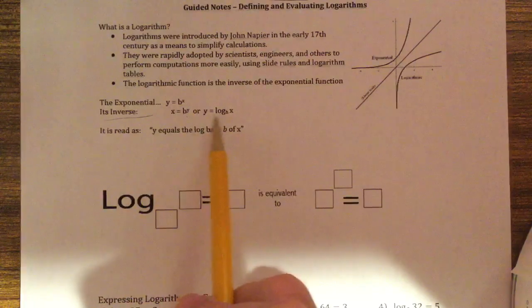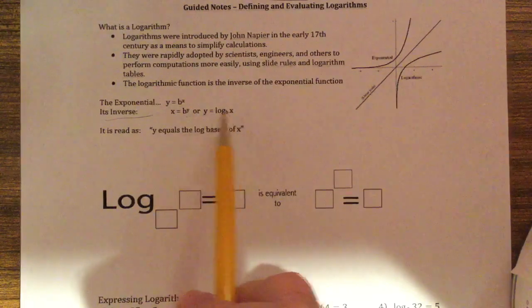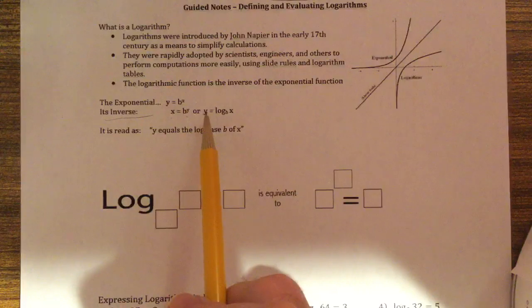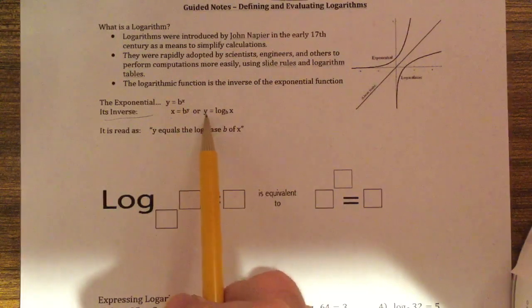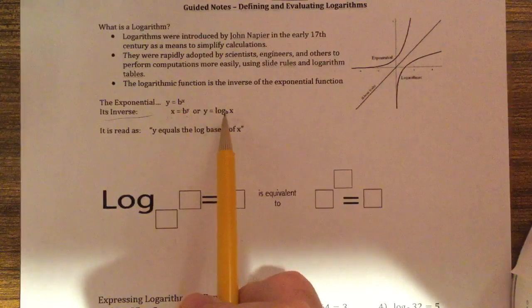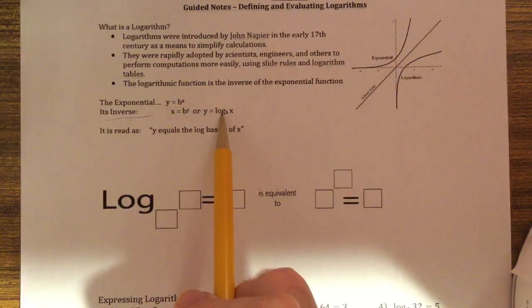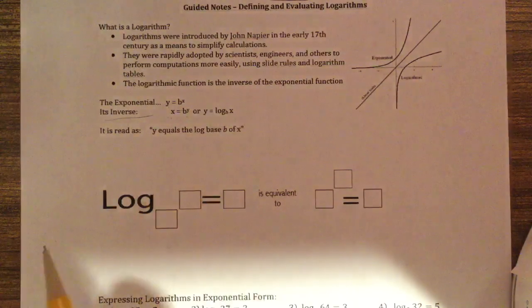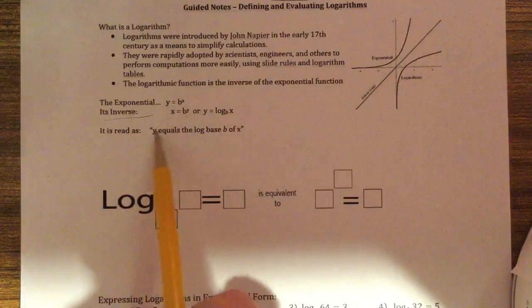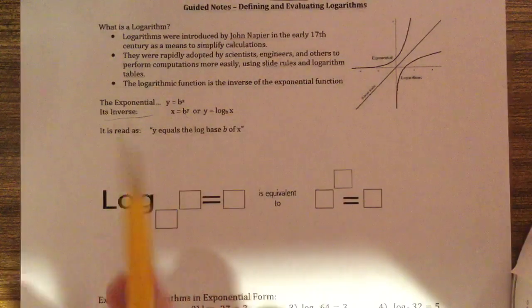An easier way of writing it would be using logarithms. That's when these are useful. These would be equivalent, and that would correspond to y equals the log, which is the abbreviation for logarithm, base b of x. It is read as y is equal to the log base b of x.